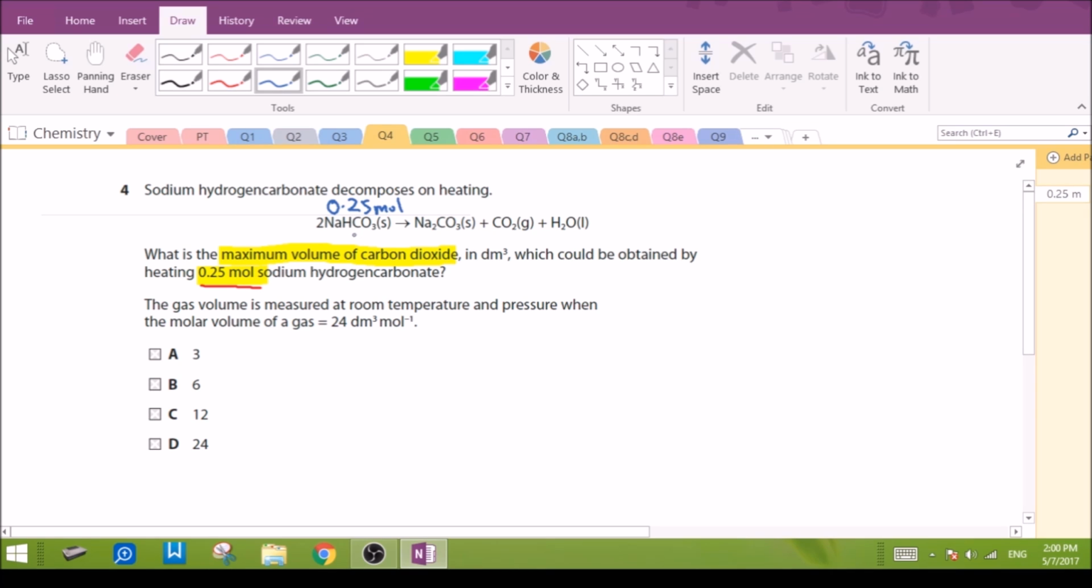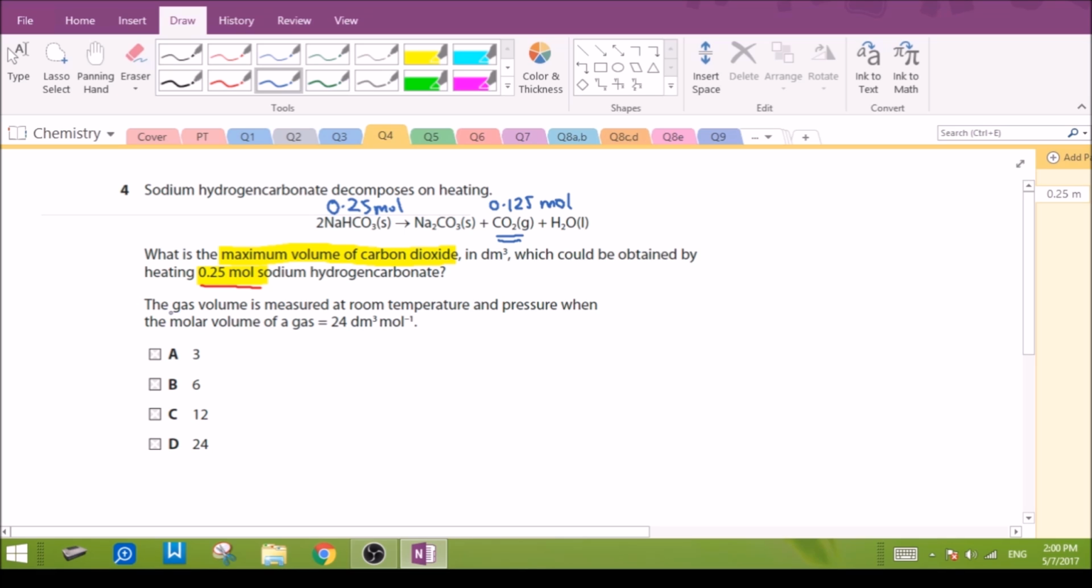Right, 0.25 moles. Our target is to find out the amount of carbon dioxide. So let's compare the ratio. For every 2 moles of sodium hydrogen carbonate, we have 1 mole of carbon dioxide. So if we had 0.25, carbon dioxide will be 0.25 divided by 2. We will be expected to produce 0.125 moles of carbon dioxide.